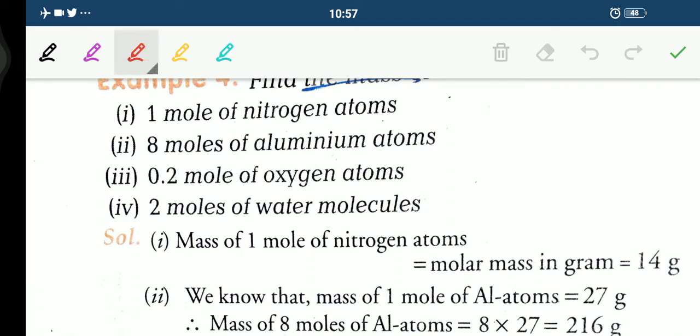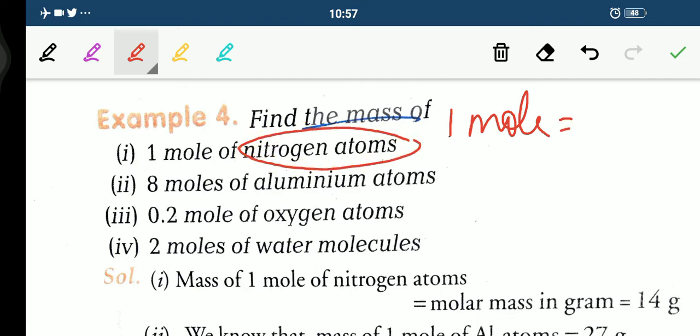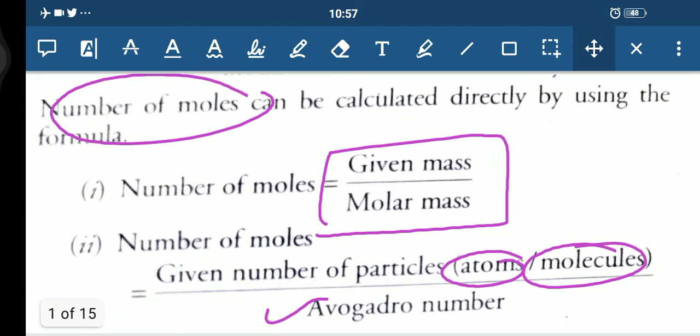The question is asking, find out the mass of 1 mole of nitrogen atom. Fine, bachche. I have already told you that 1 mole of any atom or any molecule is equal to its molecular weight. So here the nitrogen atom's molecular mass is 14 gram. So 1 mole is always equal to its molecular weight, so 1 mole is equal to 14 gram. It means in 1 mole the mass is 14 gram, and that is what they are asking us, right? Or we can directly apply the formula, which I have already told you: given mass upon molar mass.